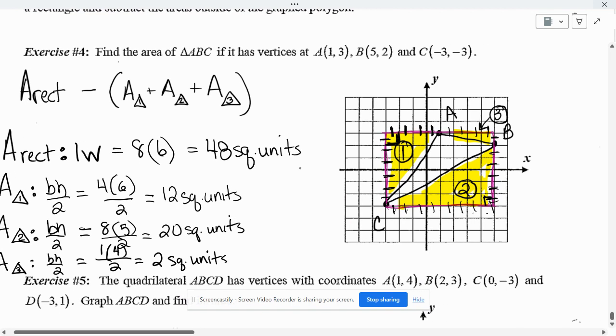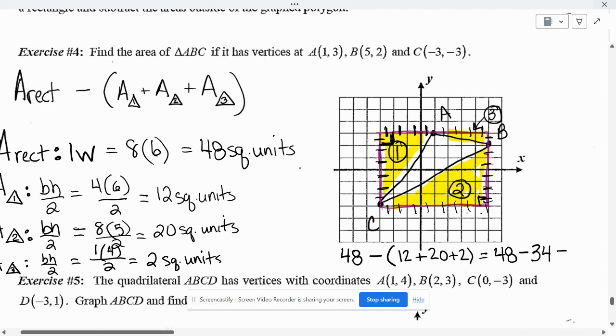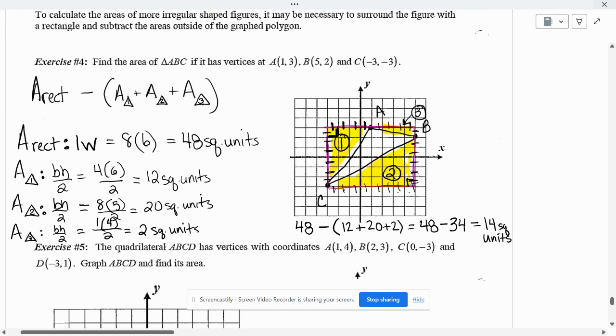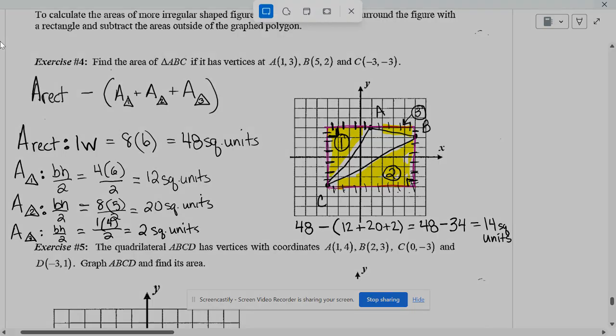So the area of the shape is 48 square units, that's my rectangle, minus the sum of the area of the triangles, 12 plus 20 plus 2. So that equals 48 minus 34. And 48 minus 34 is 14 square units. So the non-yellow has an area of 14 square units.